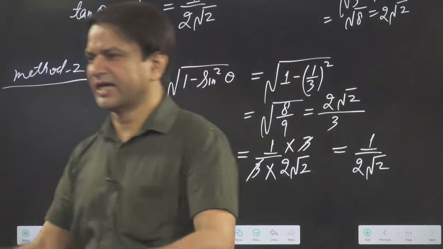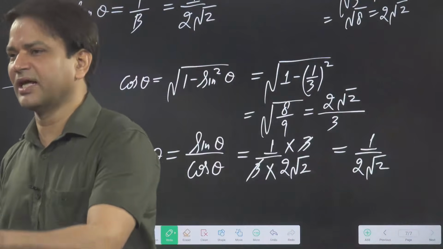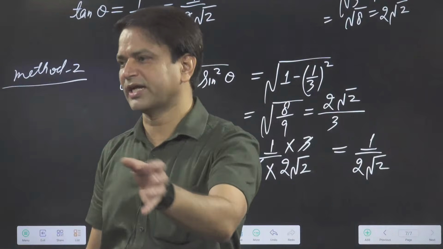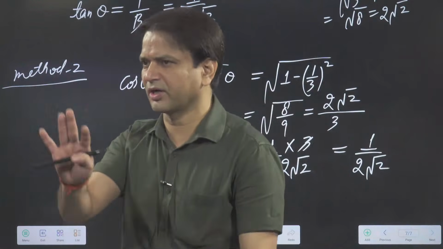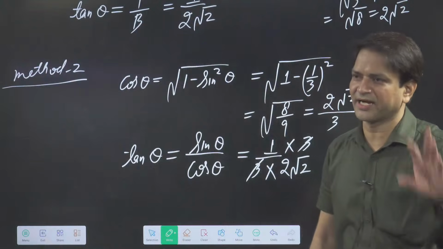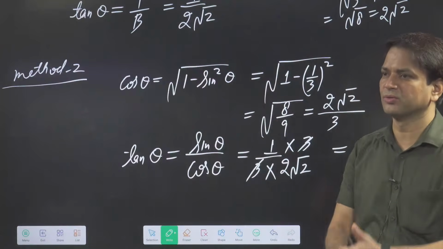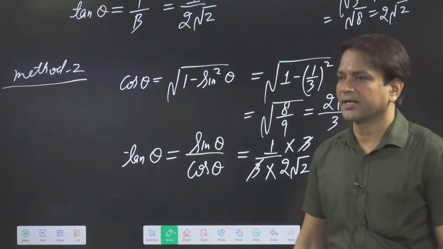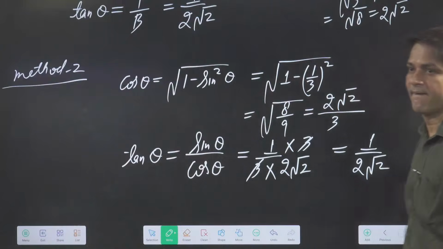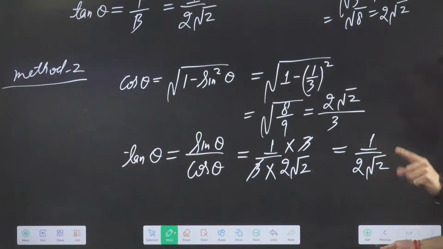So when we have sin theta and we want cos theta, or we have cos theta and we want sin theta, this is the best method, because directly we will get the answer without making the triangle and all. So it will be time saving also. Okay. Now one question you will do.